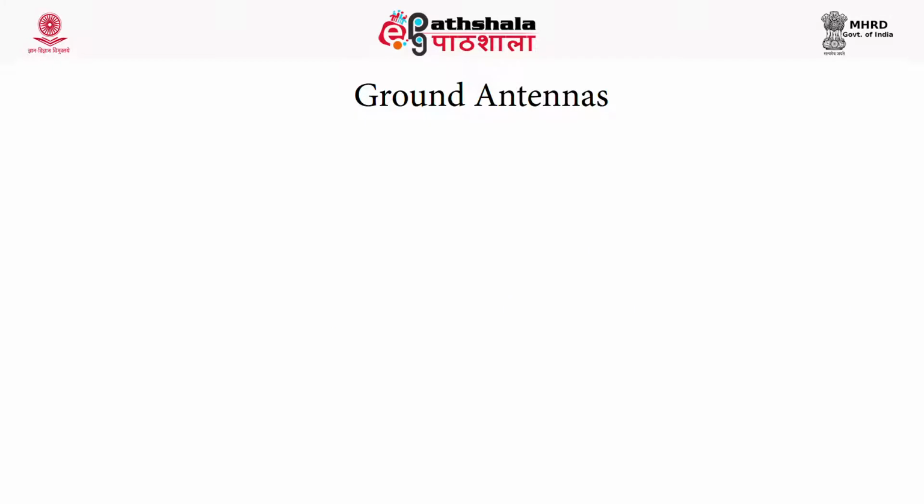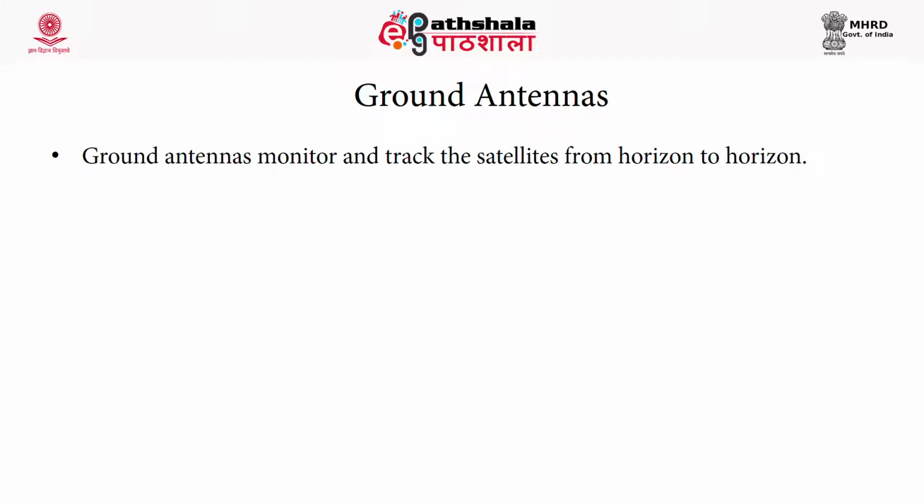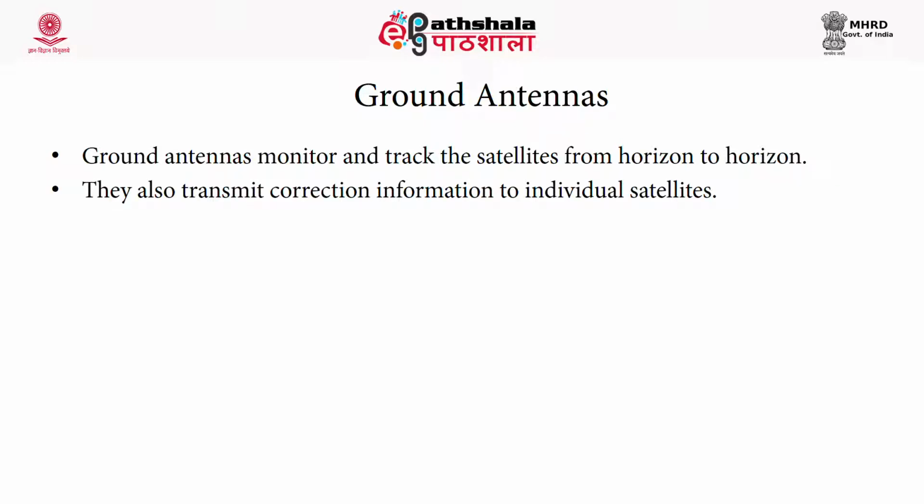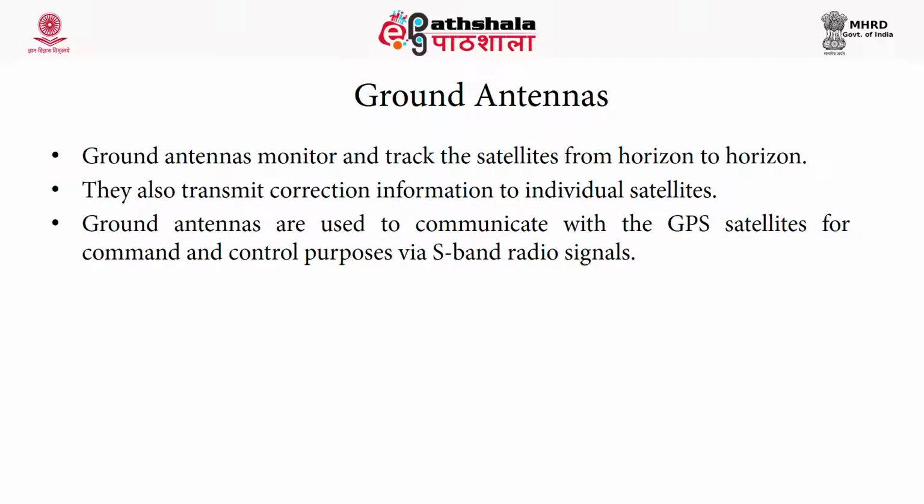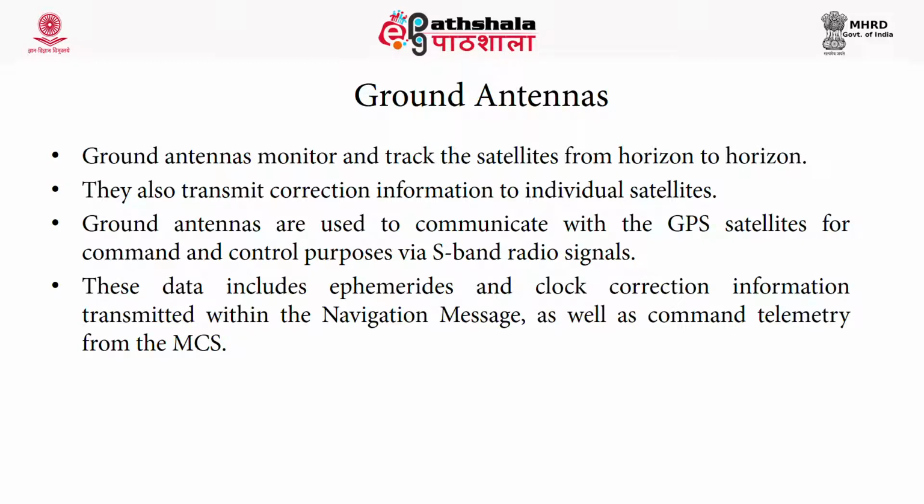The ground antennas, they monitor and track the satellites from horizon to horizon. They also transmit correction information to the individual satellites. These antennas are used to communicate with the GPS satellites for command and control purposes via S-band radio signals. The data includes ephemeris and clock correction information that is transmitted within the navigation message as well as command telemetry from the master control station.